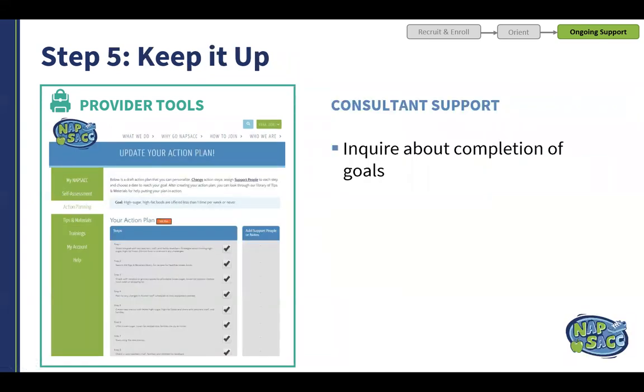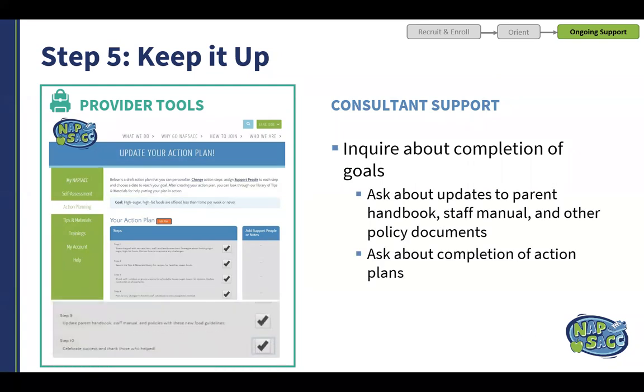All right, and finally, step 5, keep it up. So in this section, you're really going to be thinking about completing goals, retaking the self-assessment, and thinking about sustainability. How are these changes going to stay in place? You're going to want to ask about, if you've made these goals, you've changed your schedule, changed your policies.